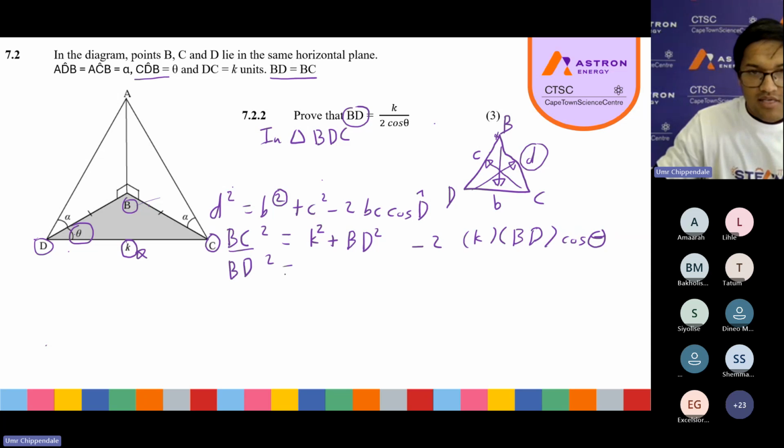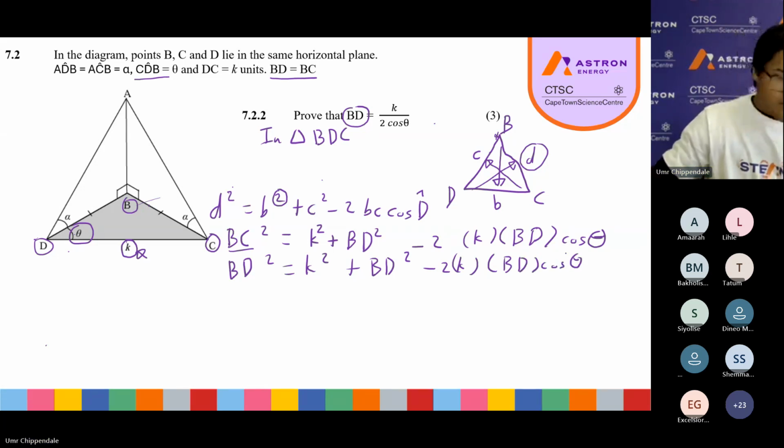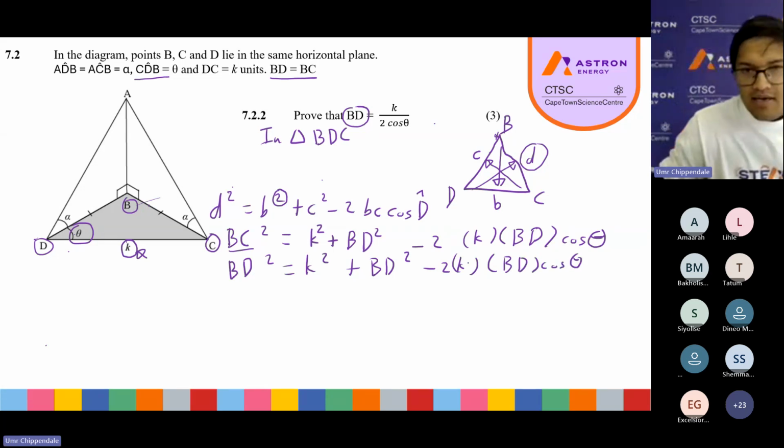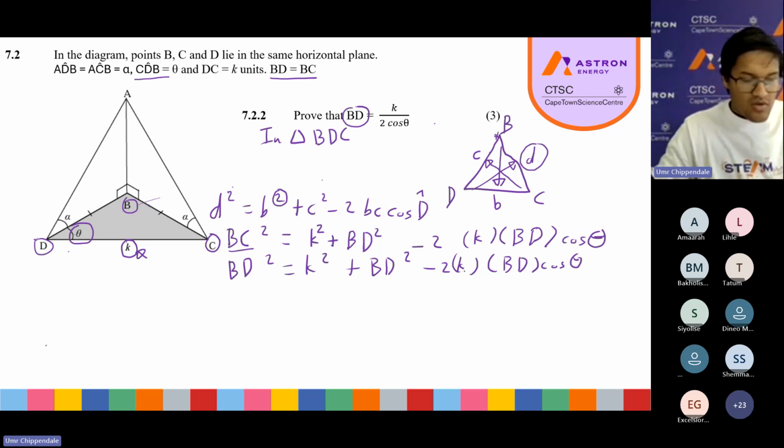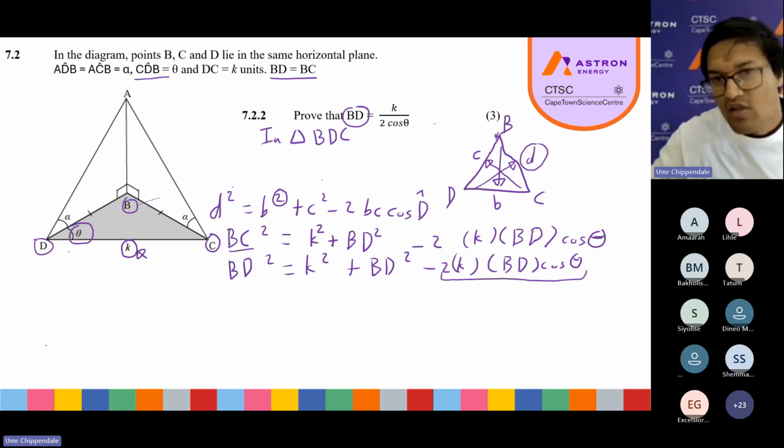So BD squared is equal to k squared plus our BD squared minus 2k BD cos theta. I'm just basically writing everything out once again. Now, let's bring our BDs across so we can actually focus on what we have. Then we're going to try and keep our cos on the other side. So what has our BD? Well, all of this is one big term, so I'm going to leave that on my right-hand side.